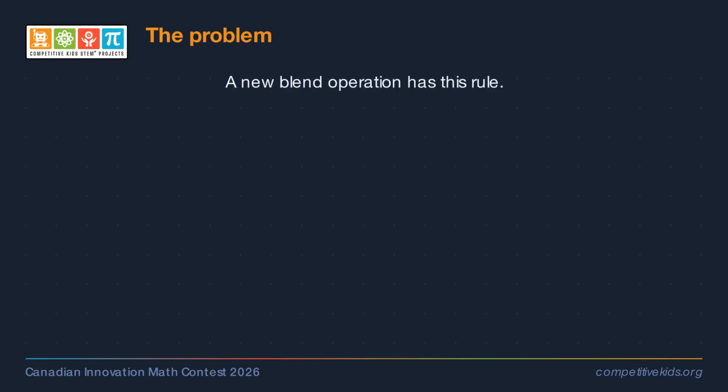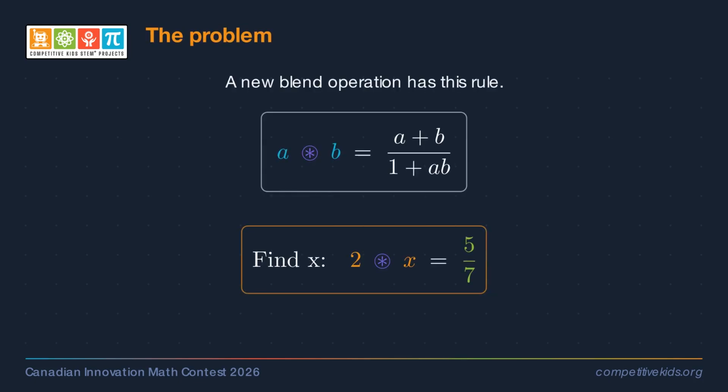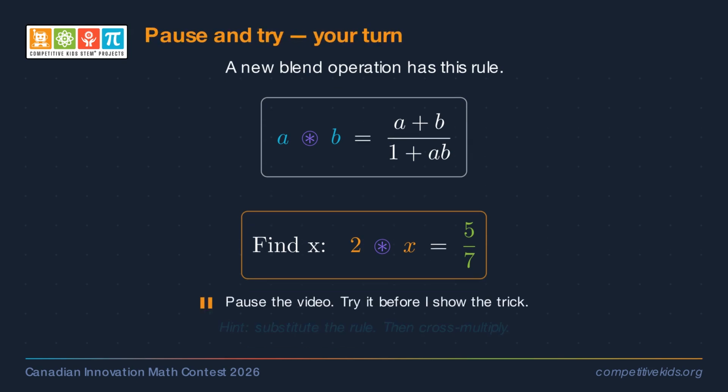A new blend operation has this rule. A blend B equals (A plus B) divided by (1 plus A times B). We are told that 2 blend X equals 5/7. Find X. Pause the video. Try it before I show the trick. Here is a hint. Substitute the rule, then cross multiply.